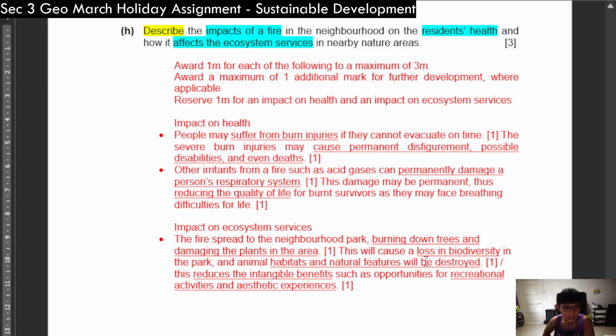Then it also reduces the intangible benefits, such as opportunity for recreational activities as well as the aesthetic experiences of the park. So basically when the park is being burned down, it will affect the cultural ecosystem services as well, because we can no longer go to the park for recreational activities. And then we can also no longer enjoy the park for its beauty. In other words, the aesthetic benefits.